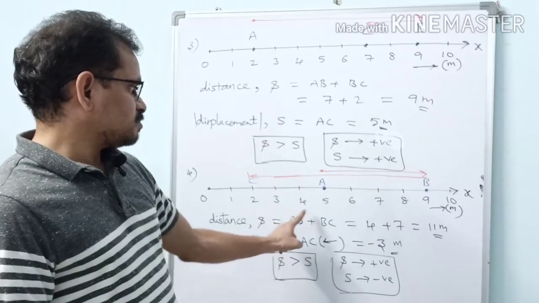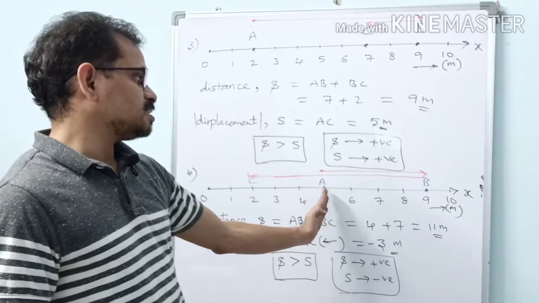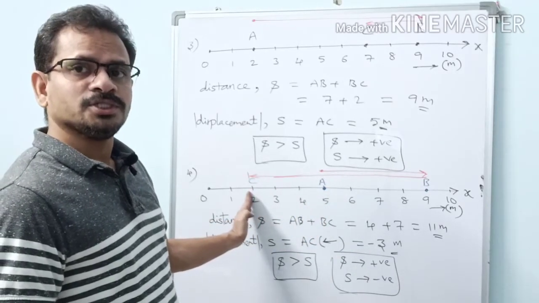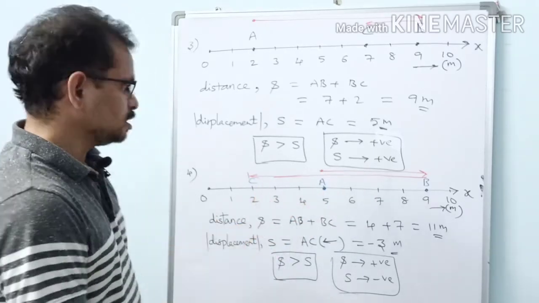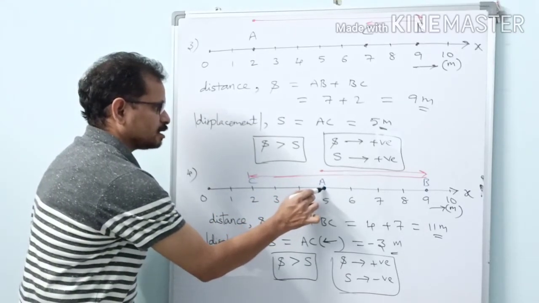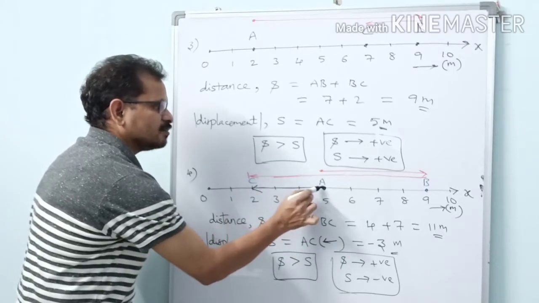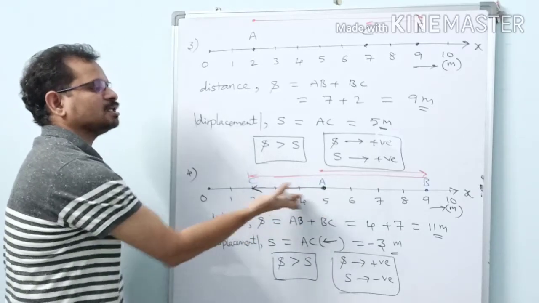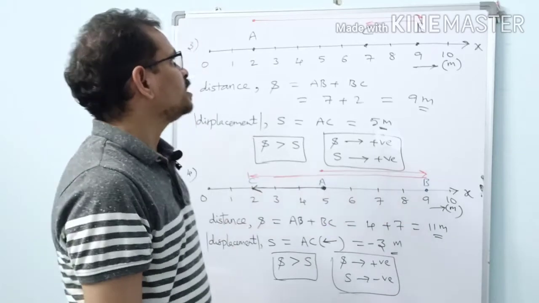In this case the displacement: initial point is A, final point is C. So the displacement is from initial point A to final point C. We should draw a straight line from starting point A to ending point C. So this is the arrow, the displacement vector. In this direction, which is the leftward direction, so we give it a negative sign. If it is rightward, we give it a positive sign.